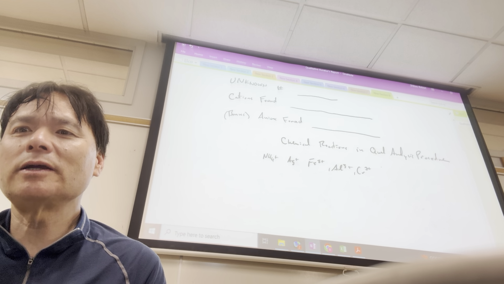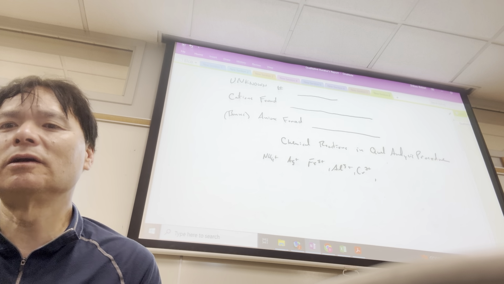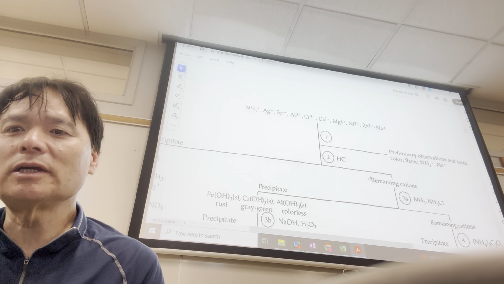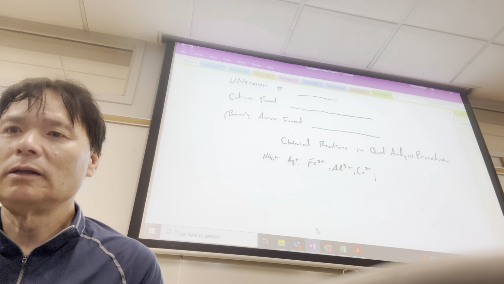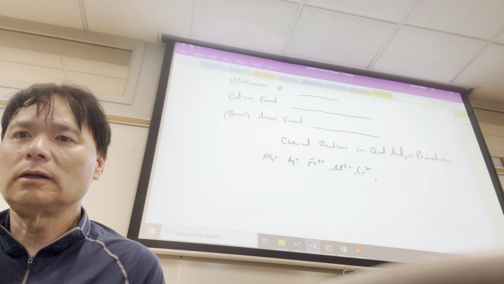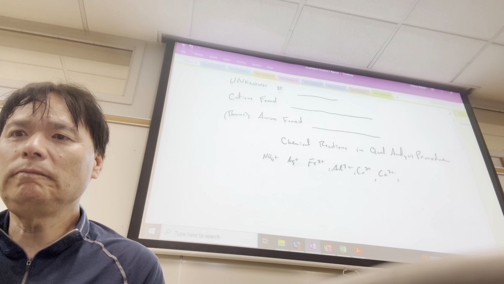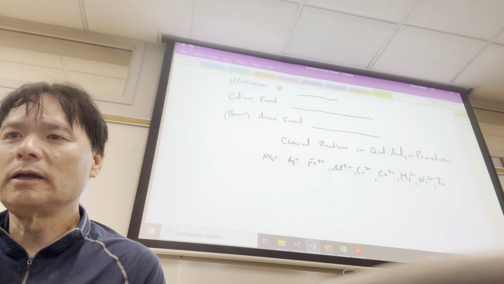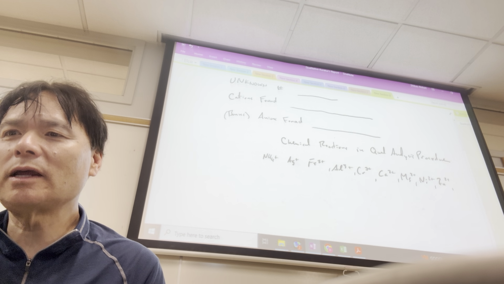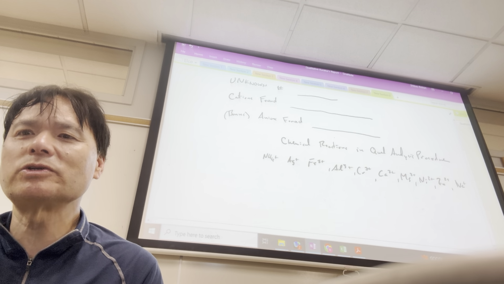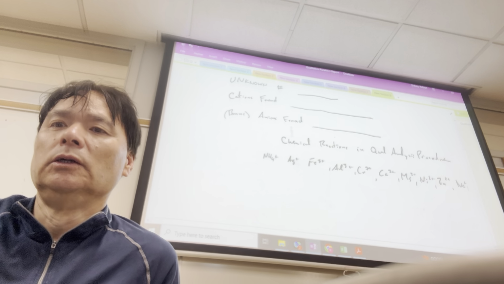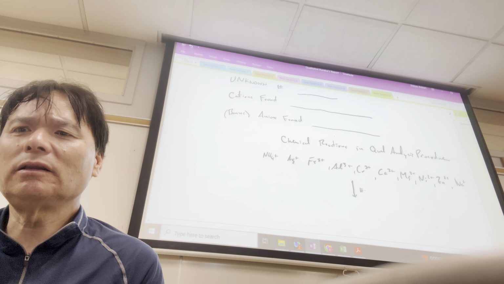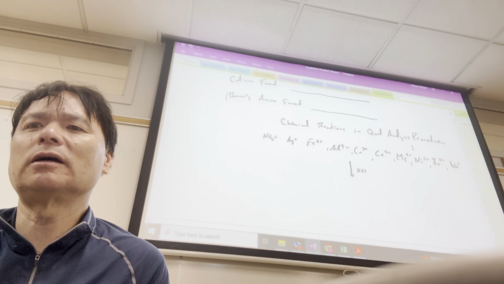These are 3+ cations. Then we had some 2+ cations here, which were calcium, magnesium, nickel, and zinc. And then we had the 1+ cation, sodium. We also have ammonium, which is also a 1+ cation. And so the first step here was to react it with HCl. And so what were the reactions that we expect to occur?